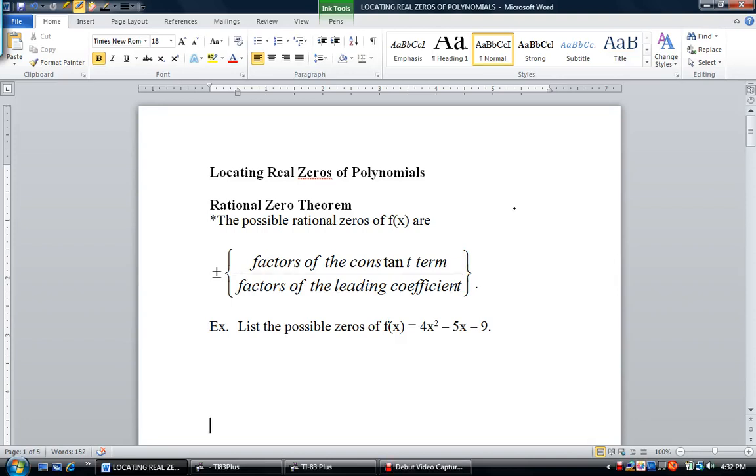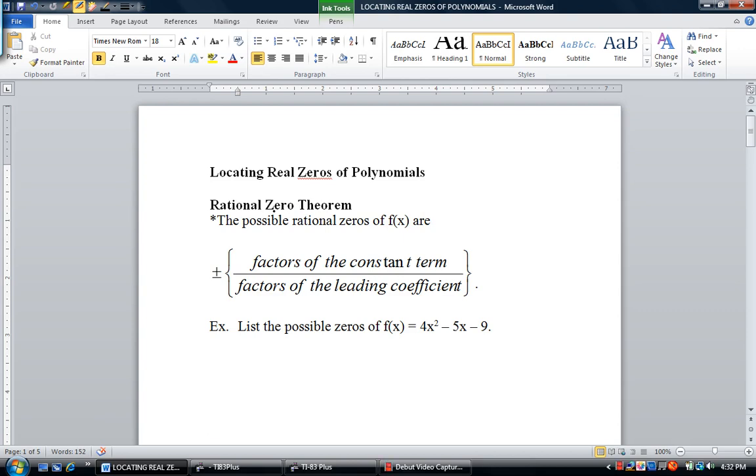Locating real zeros of polynomials. That just means we're going to find all the solutions to polynomials on the real number system, but we may extend it to the imaginary number system also. So just be aware. First thing we're going to look at is the rational zeros theorem.